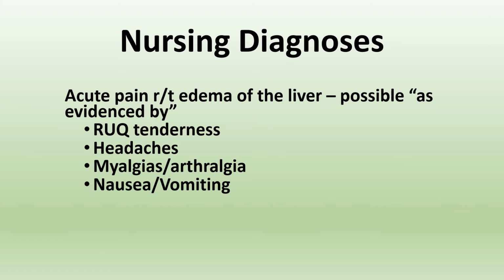Nursing diagnoses play an important role in the management of patient care. For acute hepatitis, there are many nursing diagnoses that can be applied to reach the desired outcomes. One of the nursing diagnoses is acute pain related to edema of the liver. The nursing diagnosis may be evidenced by several indicators presented by the patient. Some of these include, but are not limited to, right upper quadrant tenderness, headaches, myalgias, arthralgia, nausea, and vomiting.